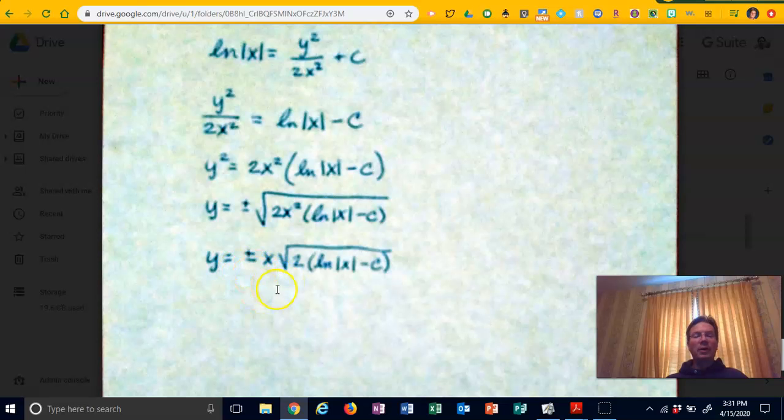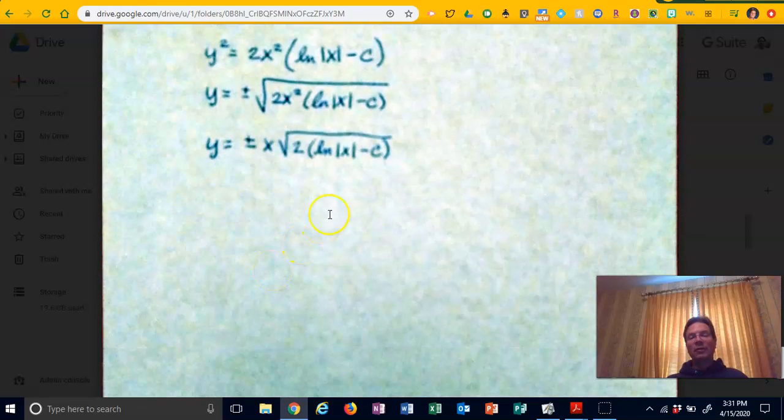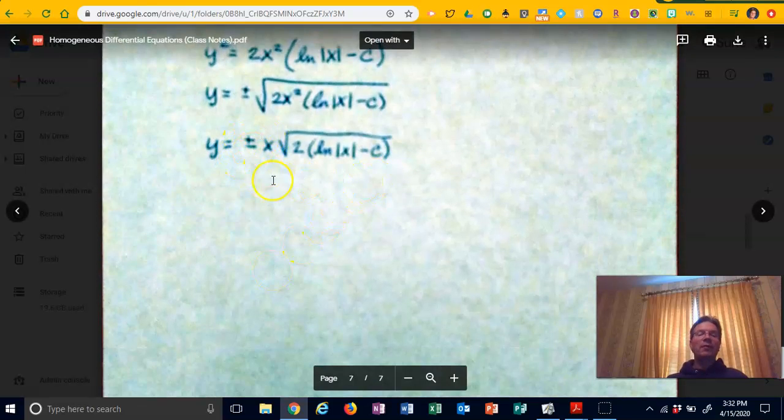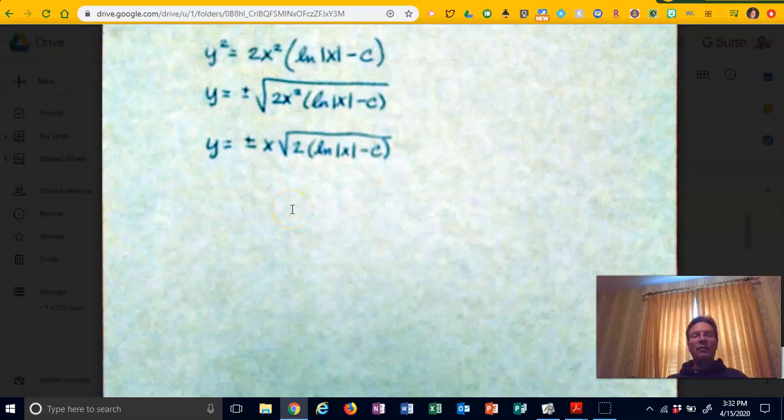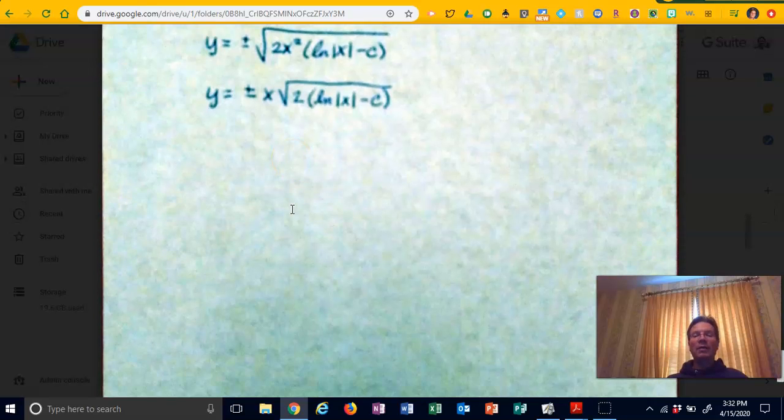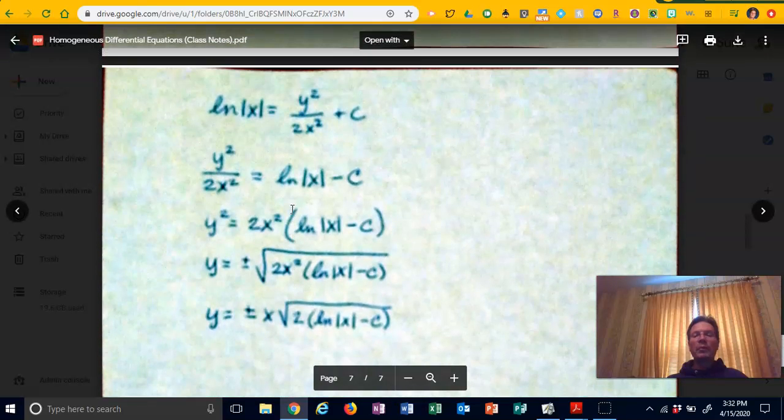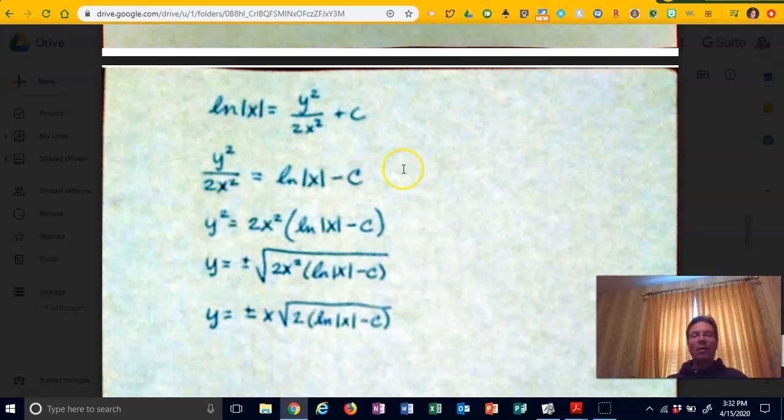I didn't have any initial conditions to go any further with that, to find out what c would be and to figure out whether we wanted the plus or minus version. But that gives you a flavor of how to do these problems here. And trying to solve for y is not always easy. There's a lot of algebra involved. All right? So hopefully that gives you an idea what this new topic of homogeneous differential equations is all about.